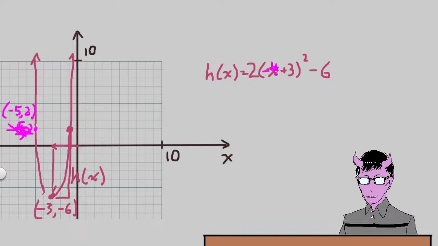So now let's check. That one results in negative 2. Negative 2 squared is 4. 4 times 2 is 8. 8 minus 6 is positive 2, which is consistent. So everything's consistent all the way around. So we have confidence that our graph is correct.